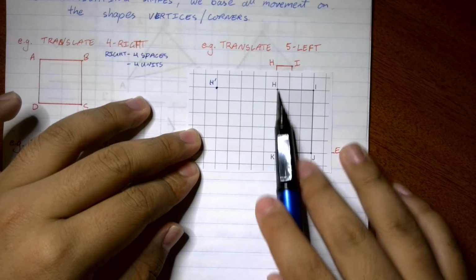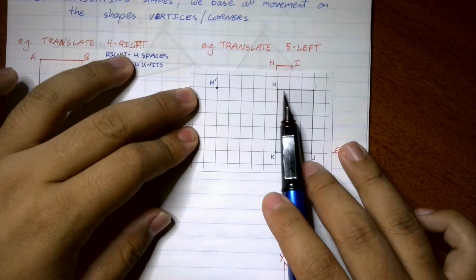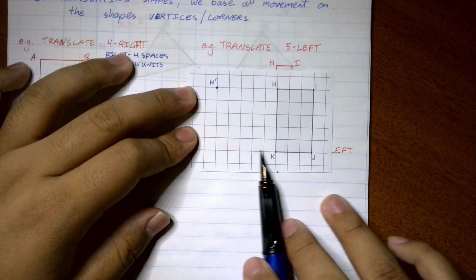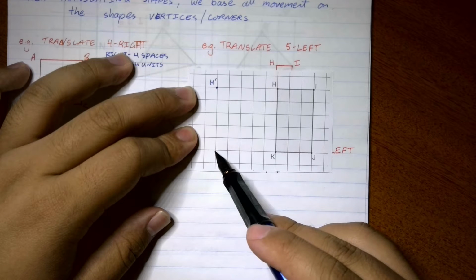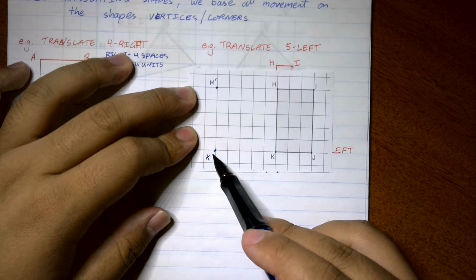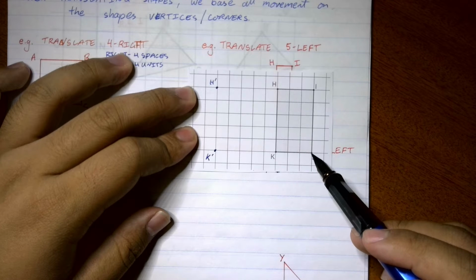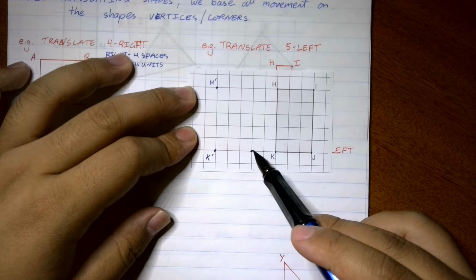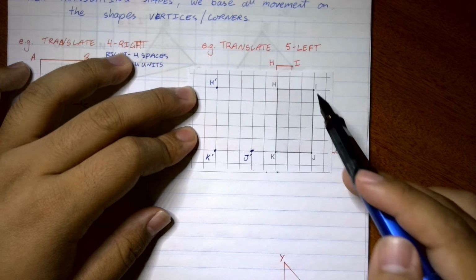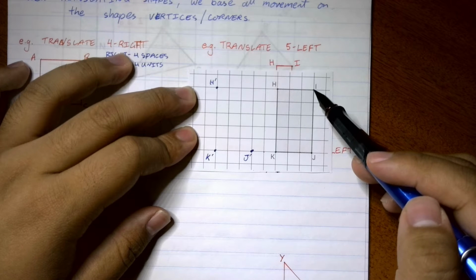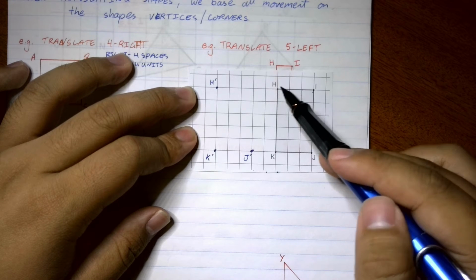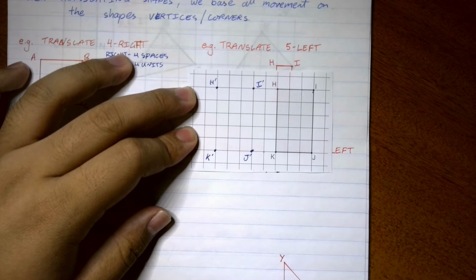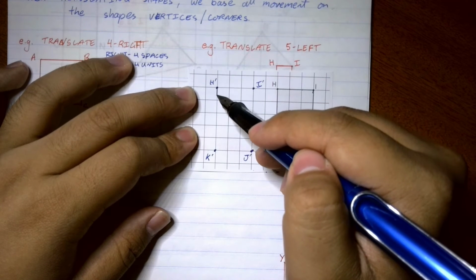Let's go in a counterclockwise direction, because why not? K, we're going to move 5 spaces left. 1, 2, 3, 4, 5. And we'll label that point K prime. J, 5 spaces. 1, 2, 3, 4, 5. J dash. And same goes for I. 5 spaces left. 1, 2, 3, 4, 5. That point is I dash. And we'll just join these.